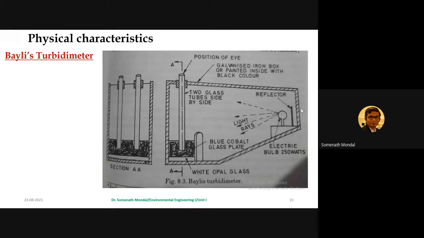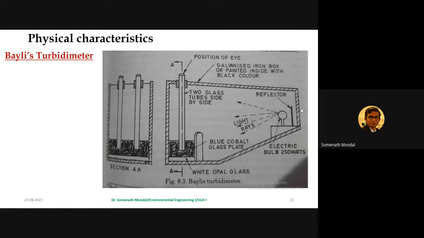If you see, it consists of a closed galvanized iron box, fine, and on one side of it two glass tubes can be held vertically side by side. On the left hand side, if you see the section AA, you can see both the vertical rods attached to the bottom blue cobalt glass plate, and the two glass tubes are kept vertical side by side.